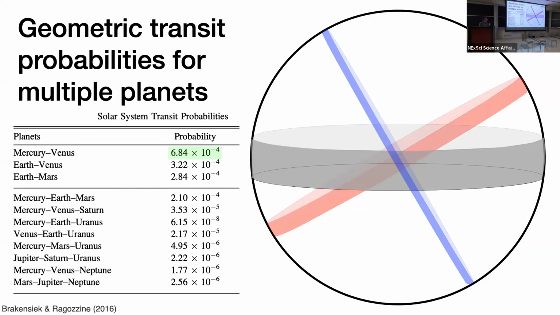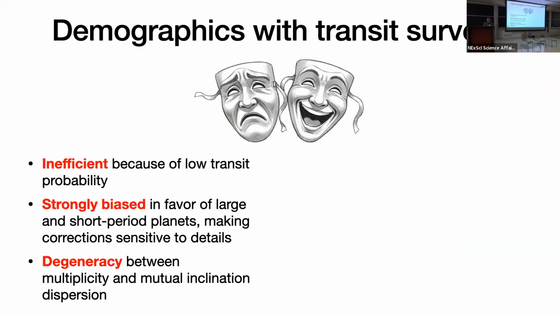And even that has a probability of only 6.8 times 10 to the minus 4. So you can see how difficult it is going to be to answer questions like, how common is the architecture of the solar system using a transit-based survey? So all of that sounds pretty bad, right? So why, nevertheless, do we consider transit surveys to be some of our most reliable and interesting information about planet demographics? So here's the happy news.